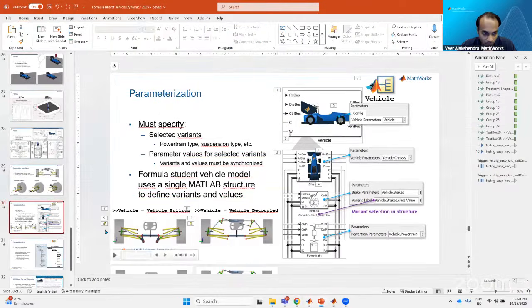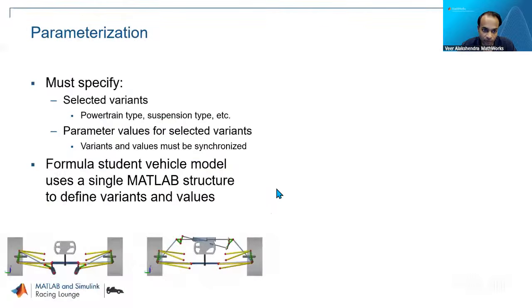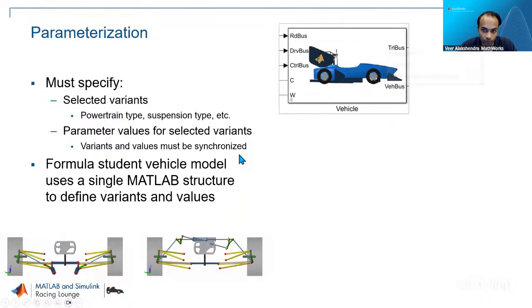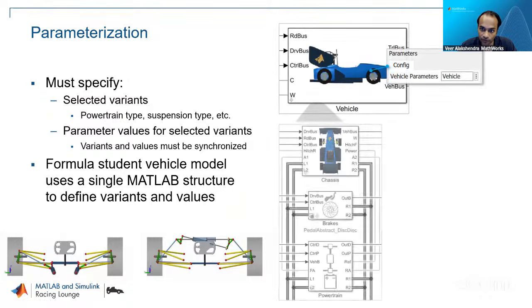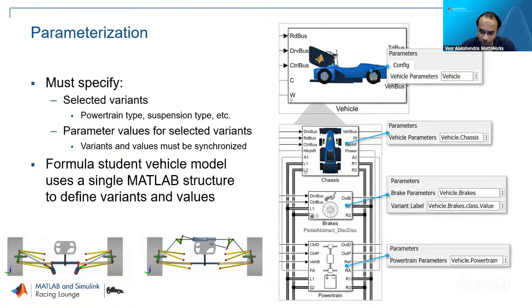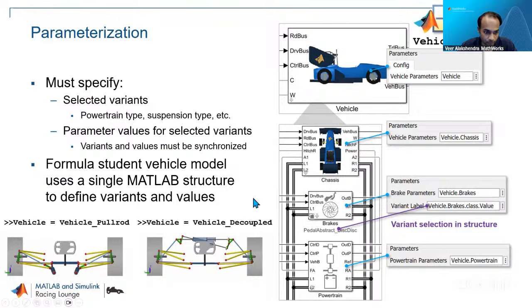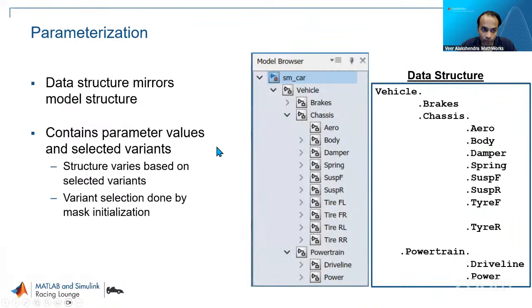Now going back to the slide. We have also provided more information on how to parameterize and configure it. You have different structures that you need to provide over here. We have vehicle parameters, which are defined by vehicle chassis. For brakes, you have vehicle dot brakes, and similarly for the powertrain parameters as well. Yeah, there are more options that we have given. I was talking about the pull rod and the decoupled one, and this is how you do the parameterization.